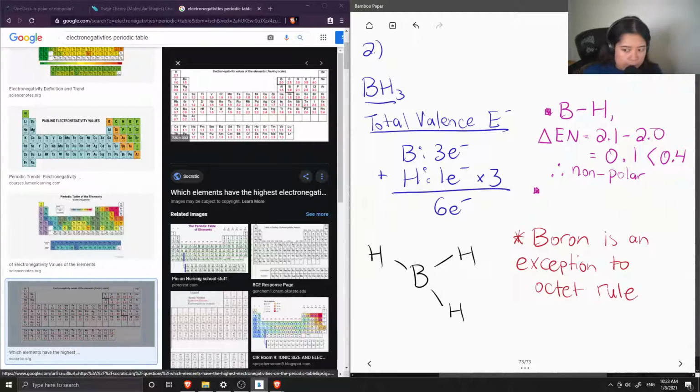So now let's look at the molecule as a whole. Not only does it contain only nonpolar bonds, but we can also see that the molecule is symmetrical. So even if there was a slight pull of electronegativity, because BH3 is symmetrical, all these, well, not really dipole moments, could cancel each other out. So we also have a nonpolar molecule. This is because it's symmetrical and because the bonds are nonpolar as well.